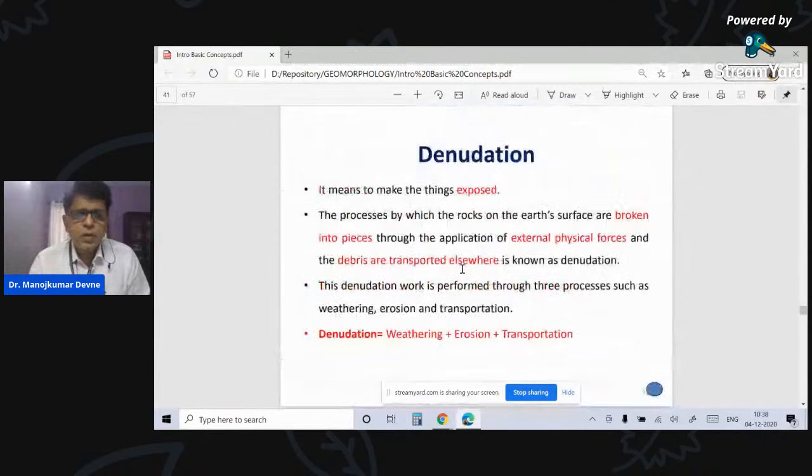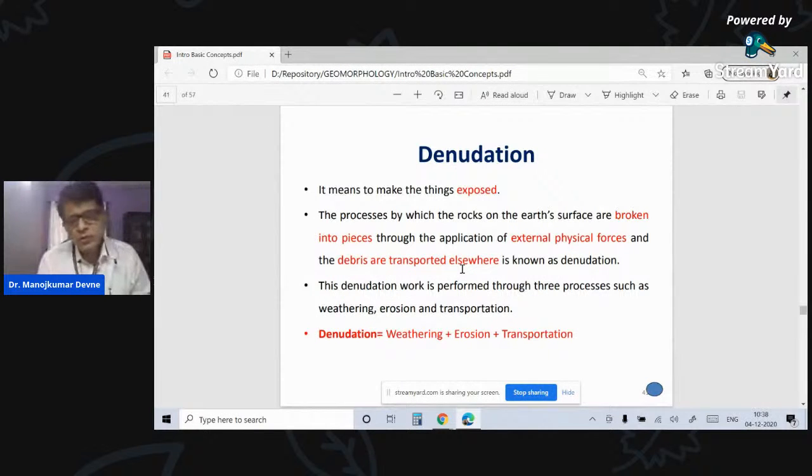What exactly does denudation mean? You'll see that any landscape that has come up, all the processes that act to push it down to the base level is denudation. It means making things exposed, and in the process of pushing it down, harder rocks will stay exposed and so on and so forth.